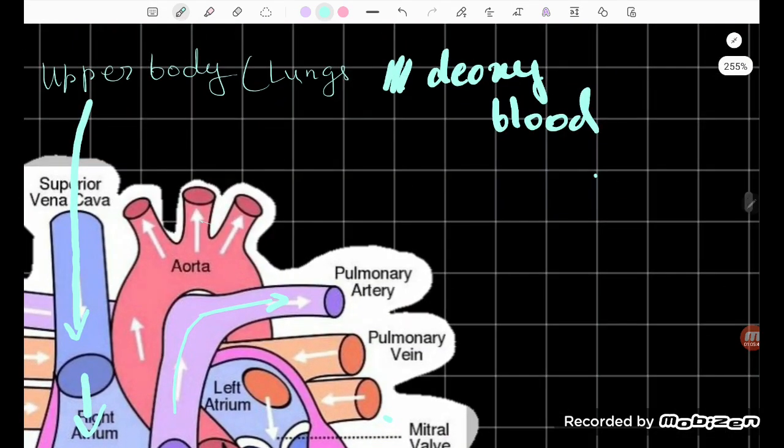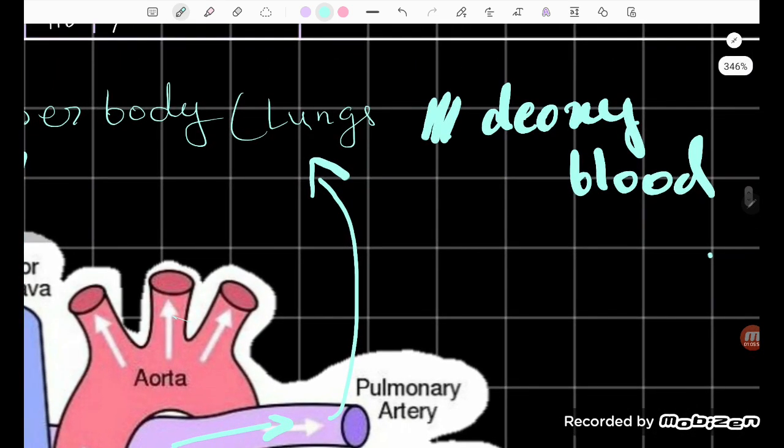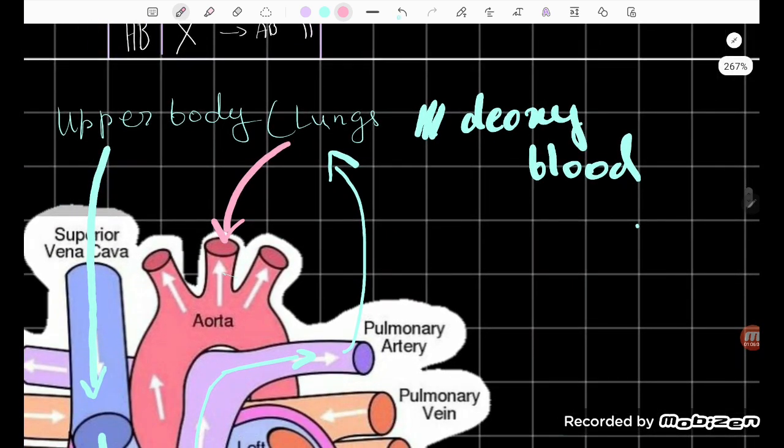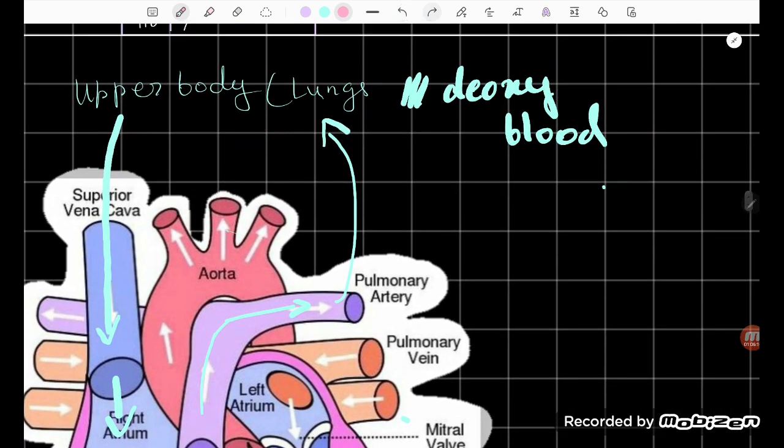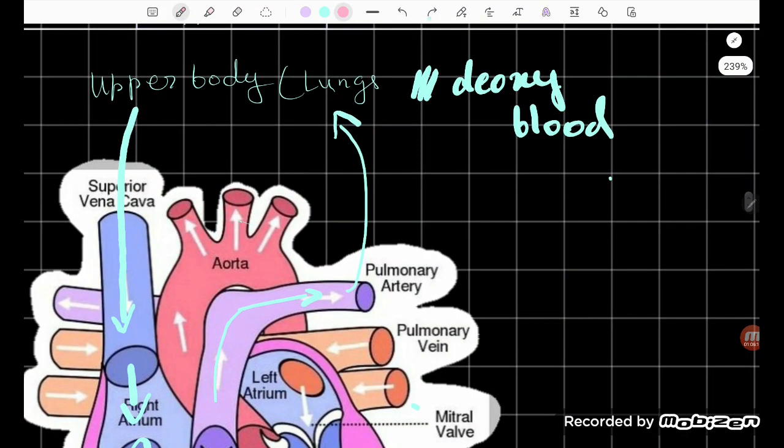And this goes to the lungs, so all of this from here goes to the lungs. Now from the lungs onwards, it becomes oxygenated because blood comes here. Oh, wait, this is wrong, not from the aorta. Don't write from aorta, that's wrong.